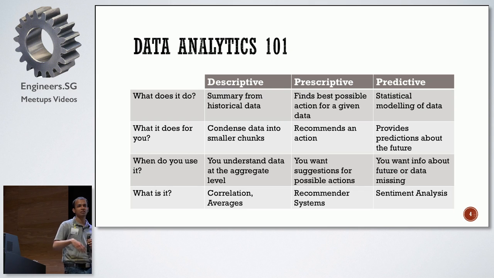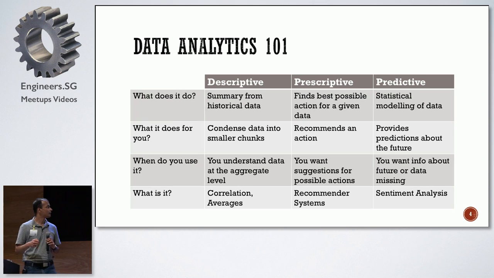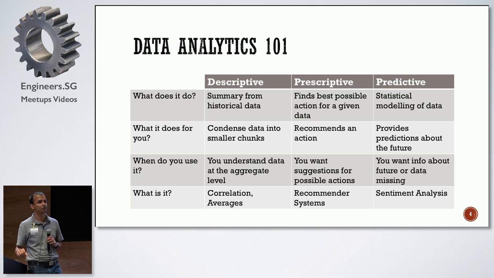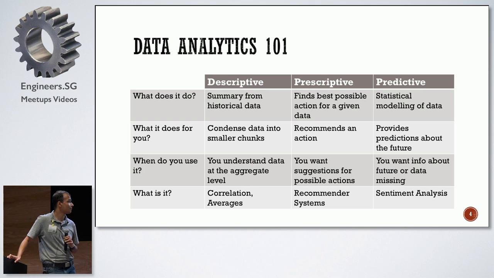Predictive model is mostly on statistical learning. Most of machine learning is under predictive modeling as well. It tries to statistically understand what the data is about, and then it tries to predict the future. That's what it does in terms of predictive modeling. In terms of prescriptive modeling, it basically gives a recommendation, and that is what we'll be talking about today. And finally, the descriptive model tries to figure out some aggregate data. It condenses the data into some sort of a form.